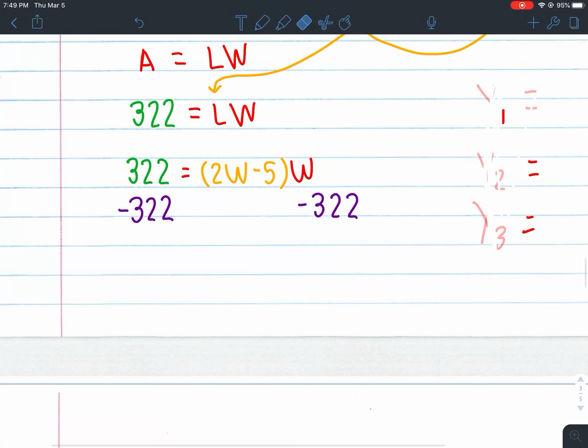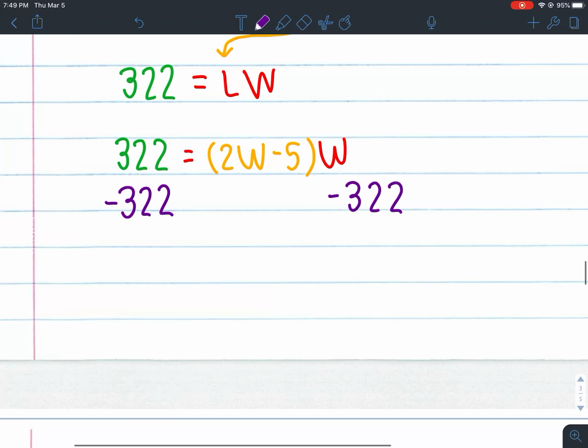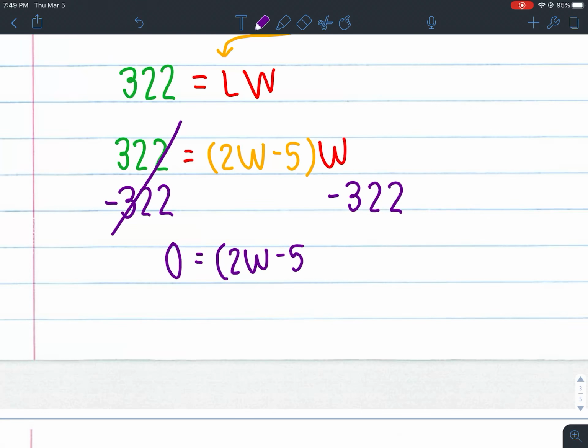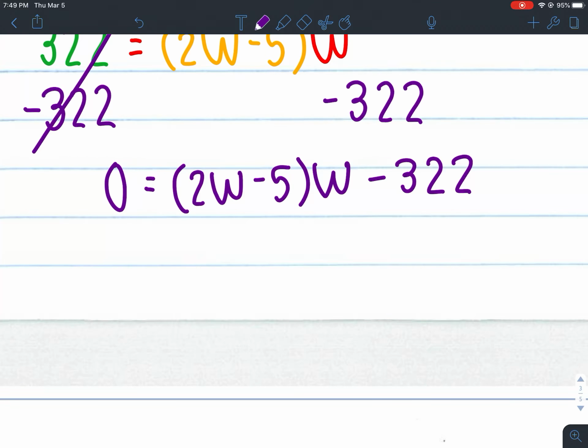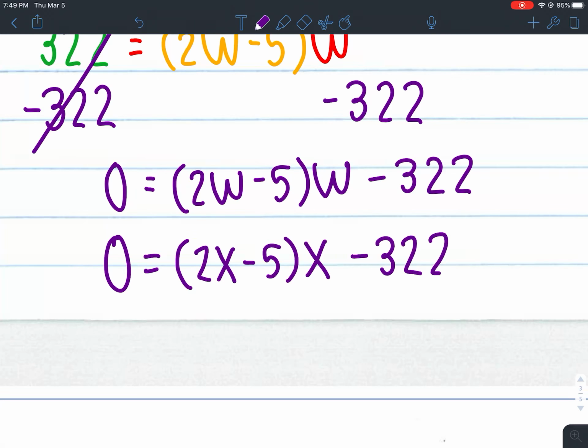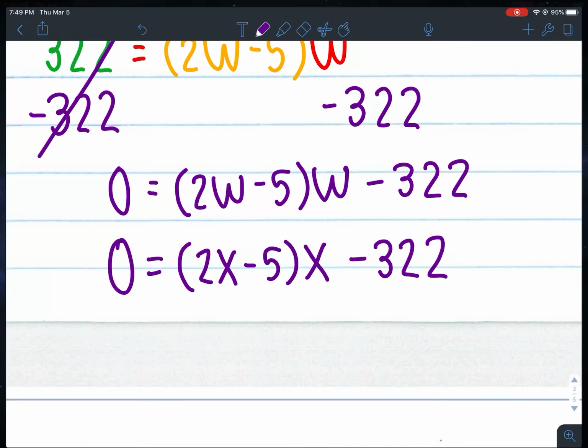Okay? So let me go ahead and erase all of this over here. All right, so 322 minus 322 ends up being 0, right? Because that goes away. Equals 2W minus 5, parentheses W, minus 322. Now I can type this in my calculator because I don't have anything on the other side over here, right? Now, can I type in W's in my y equals screen? No, right? I can only type in X's. So I'm going to go ahead and translate this into a version where I can type it into my calculator, which is 2x minus 5, parentheses x, minus 322. So now I can type that in.